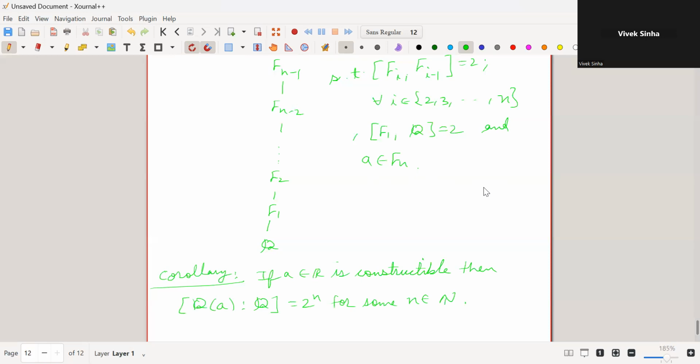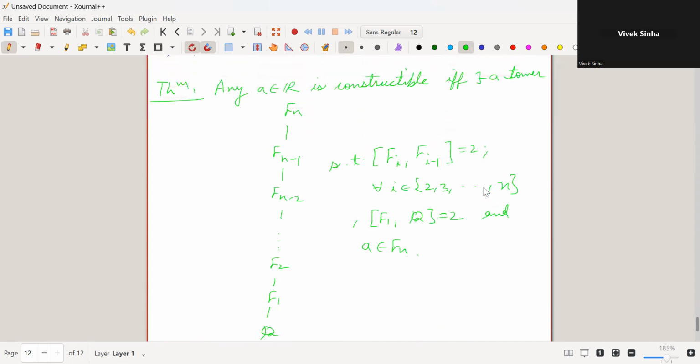It may not be the same n, I think it will be n plus 1 or something, but let me write m only, just to avoid the notation confusion, because n I am also using in the theorem. 2 raised to m for some m belongs to N. The converse of this corollary may not hold: if it is of the form 2 raised to m, it's not necessary that this is constructible, because this tower may or may not exist.